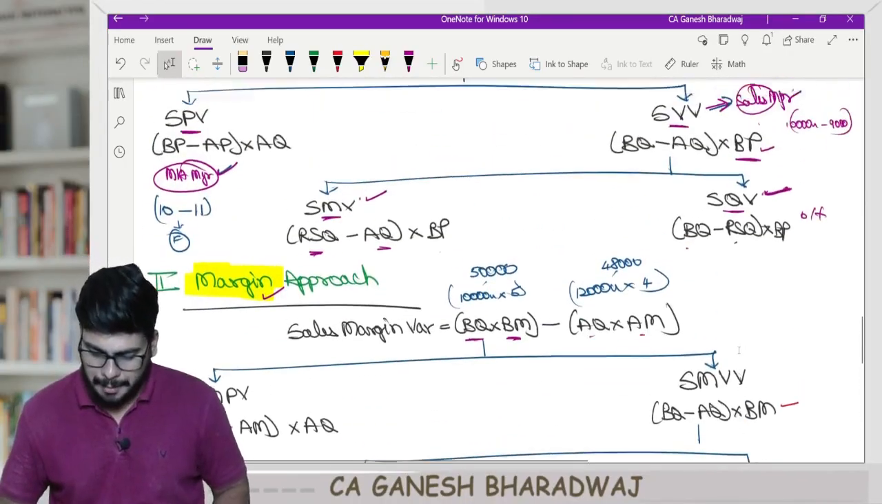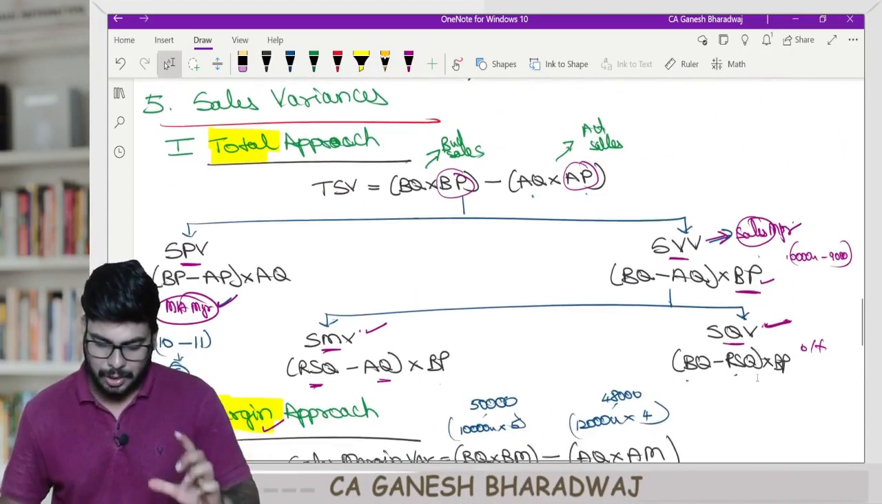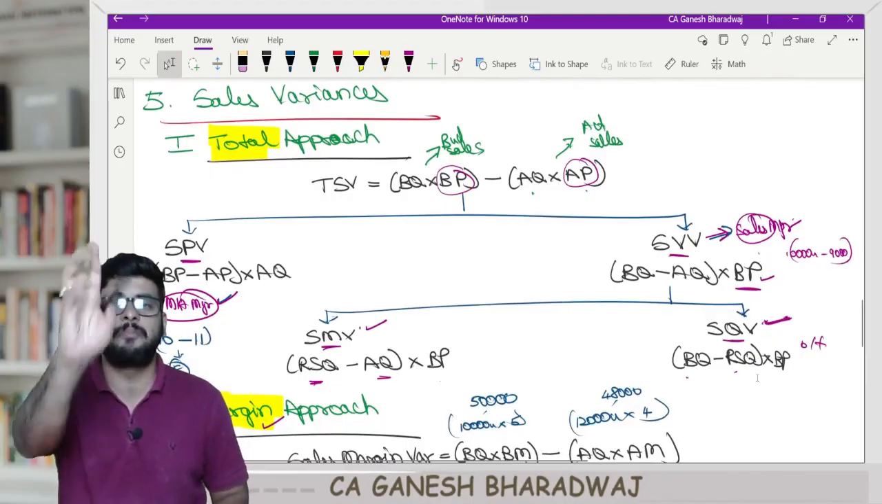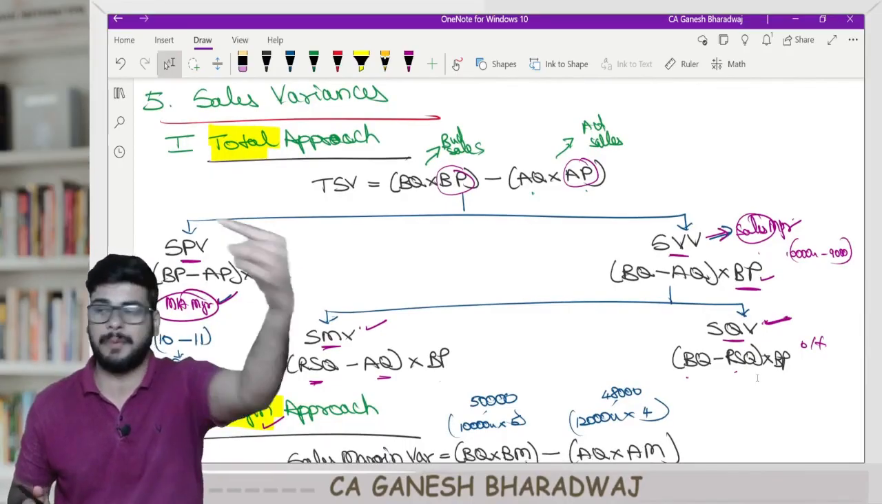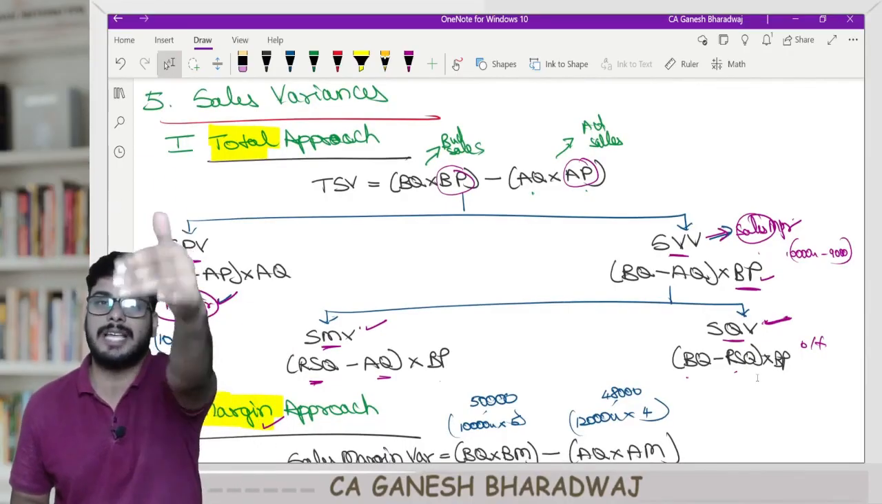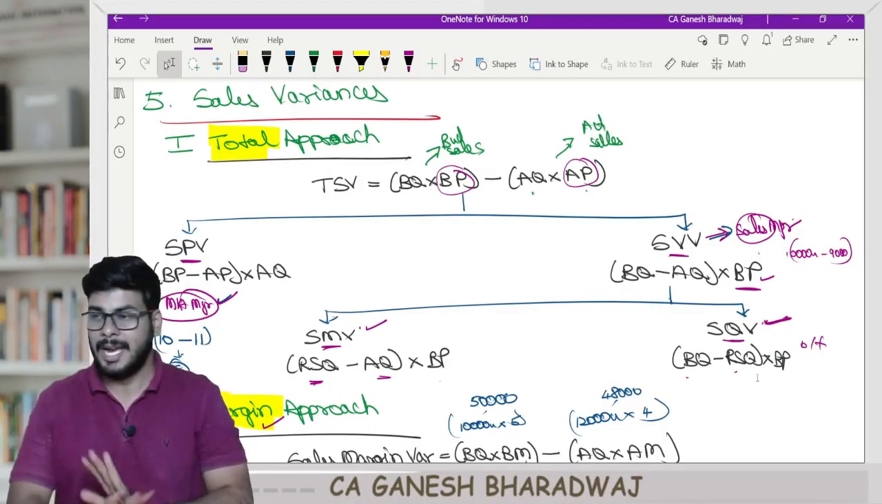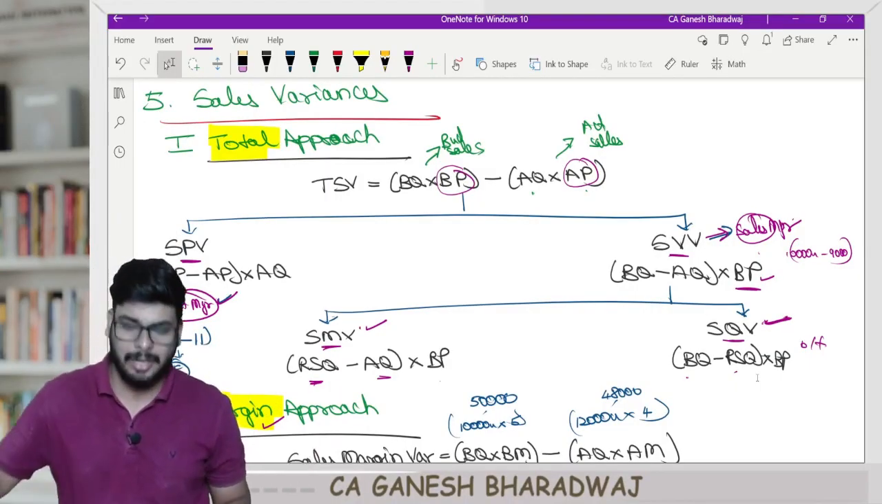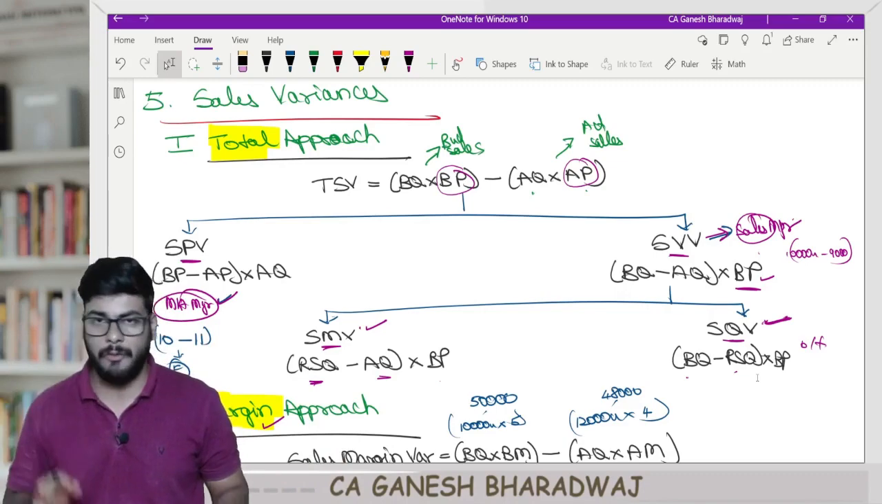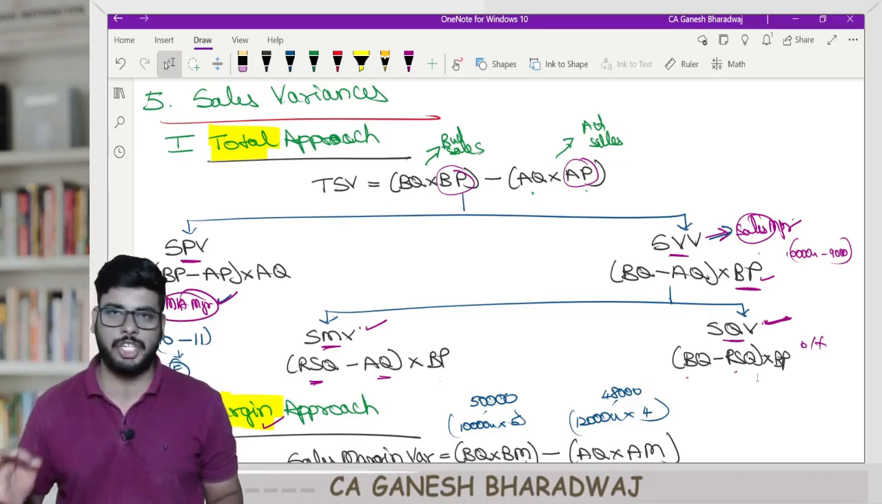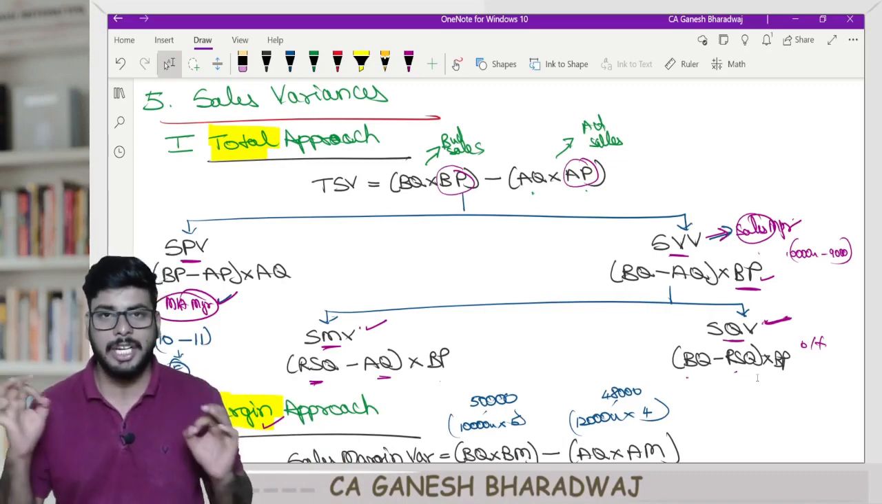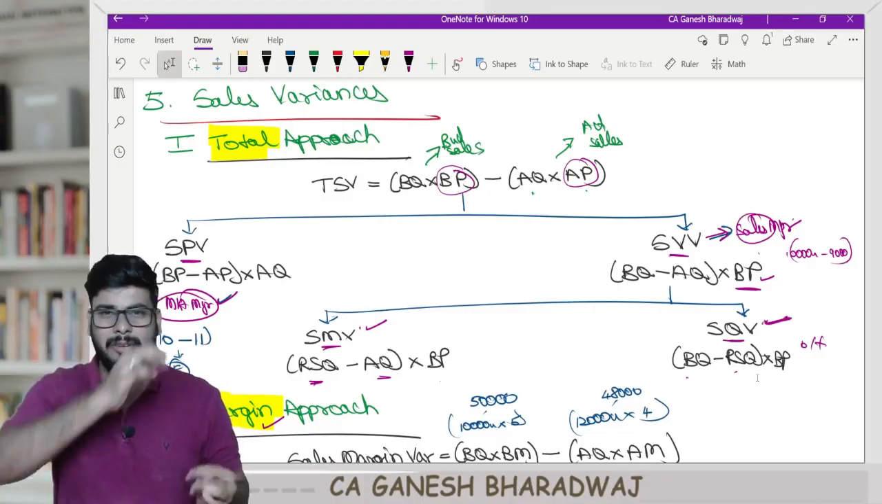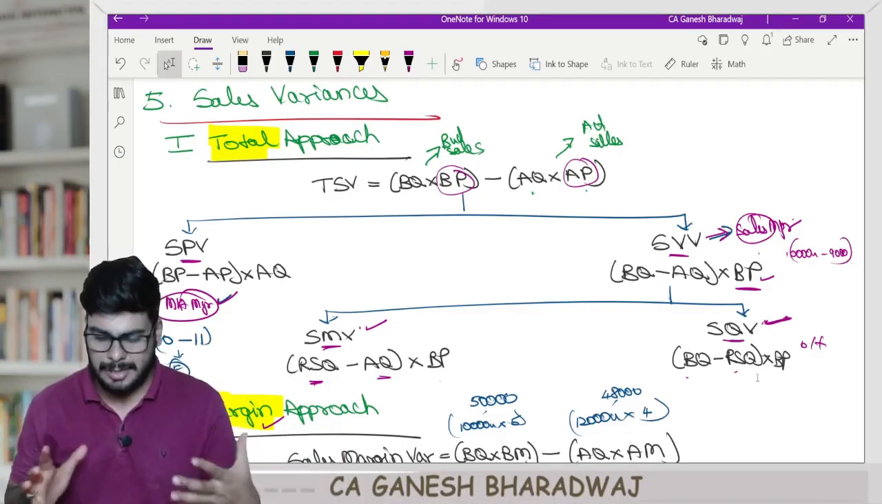Clear with this, guys? Basically what happens here, it is the total approach only. Instead of price, you use margin. If it is budgeted price, here you use budgeted margin. If it is actual price, here you use actual margin. And that's about all the formulas and concepts involved in this chapter in a nutshell. Are you clear with this, guys? Right? So with this, we have covered all the major concepts involved in this chapter.